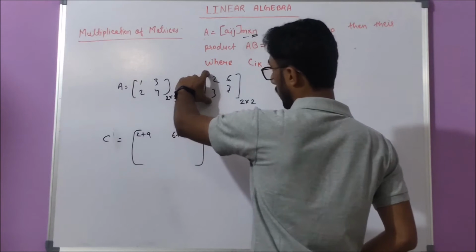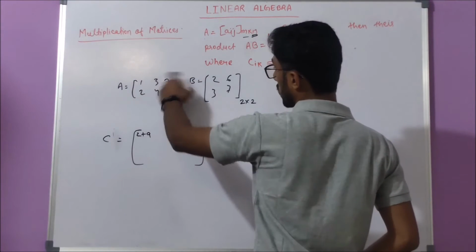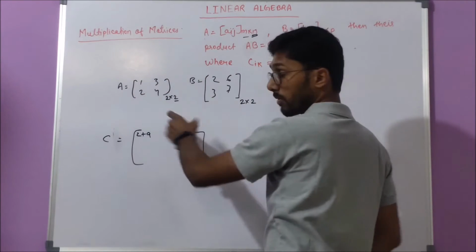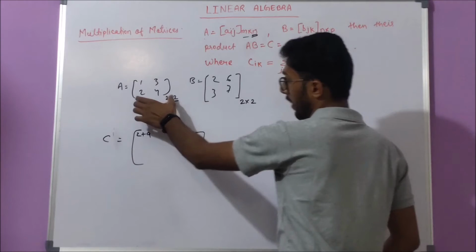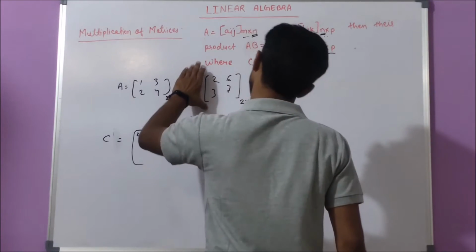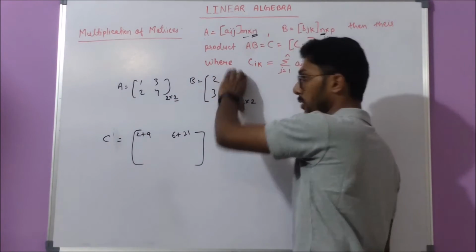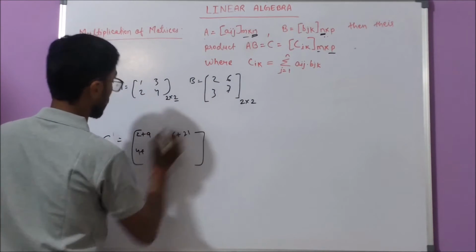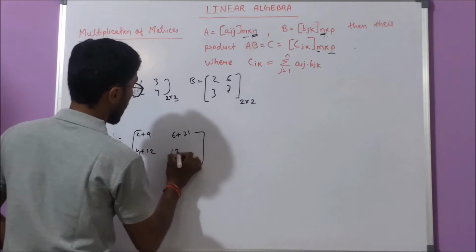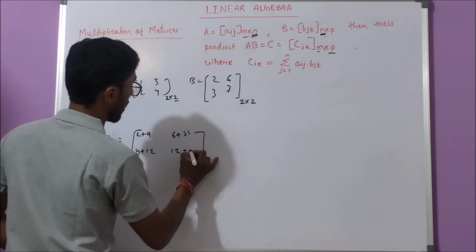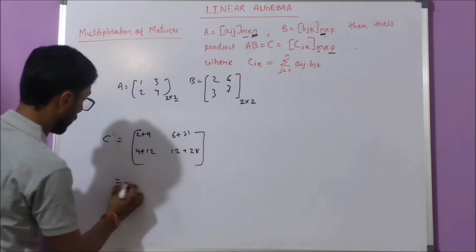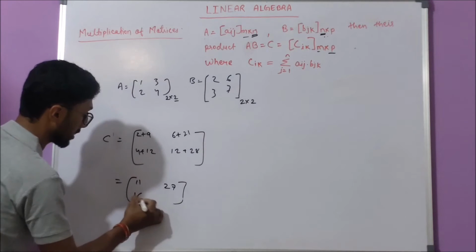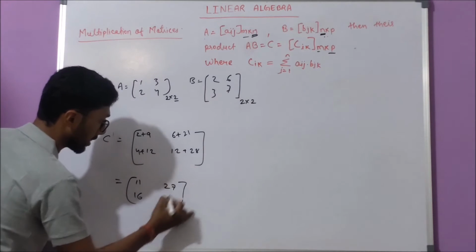The first row should be multiplied with the first column, and then the first row should be multiplied with the second column. So we have first this, and then this. Now the second row should be multiplied with the first column and then with the second column. So 2 into 2 is 4 plus 4 into 3 is 12. Now 2 into 6 is 12 plus 4 into 7 is 28. So finally the matrix is equal to 11, 27, 16 and 40.